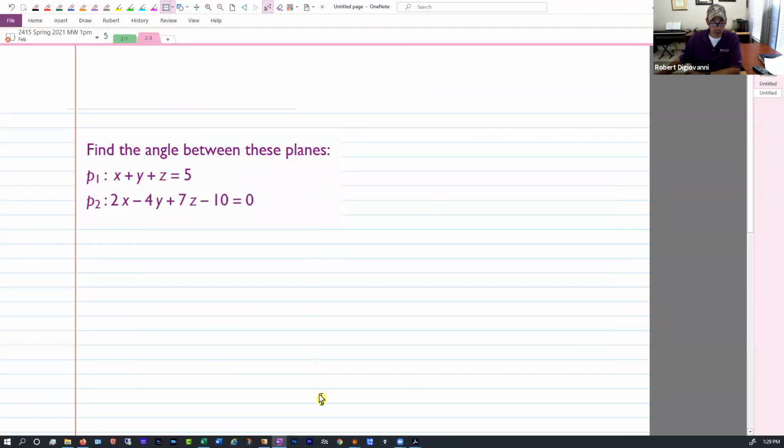So how about this? Can you tell me what the normal vector is of the first plane? I'm giving you two planes here, and those are the equations. So Lorraine, can you tell me the normal vector of the first plane?